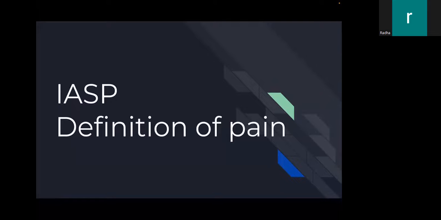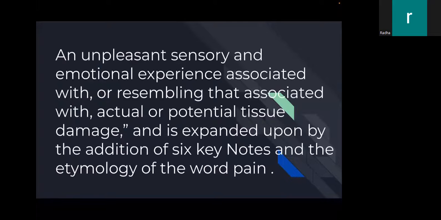They have modified the definition slightly under the care of a big elite team, which has gone through every detailed aspect. And the next thing they've considered is they've added on some salient features, 6 important key factors, which we will see. So we will see verbatim what the definition is. What exactly is the definition? It is an unpleasant sensory and emotional experience associated with or resembling that associated with actual or potential tissue damage, and is expanded upon by the addition of 6 keynotes and the etymology of the word pain.